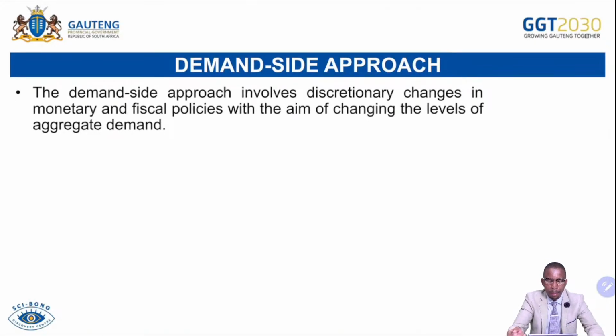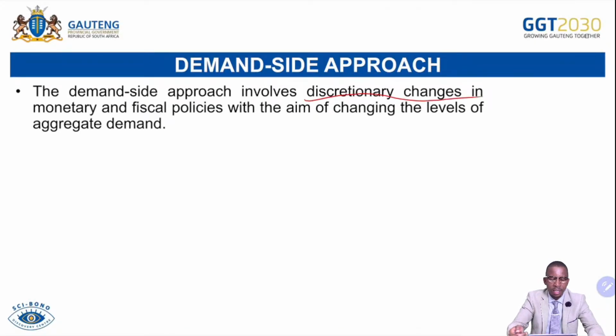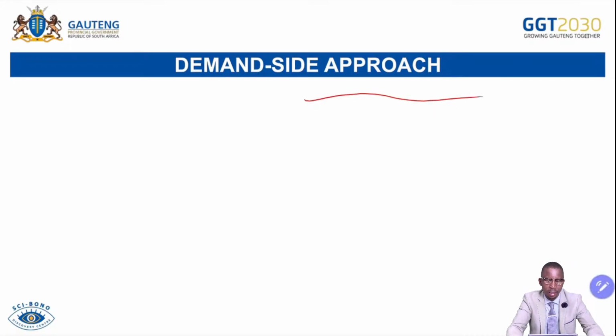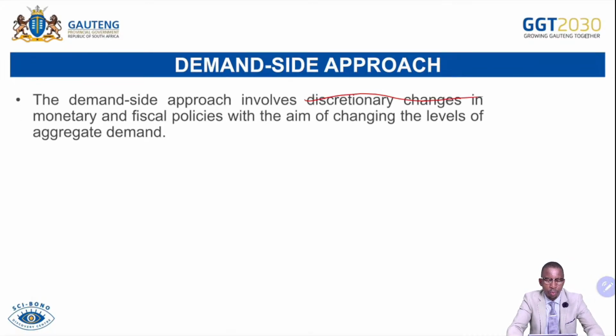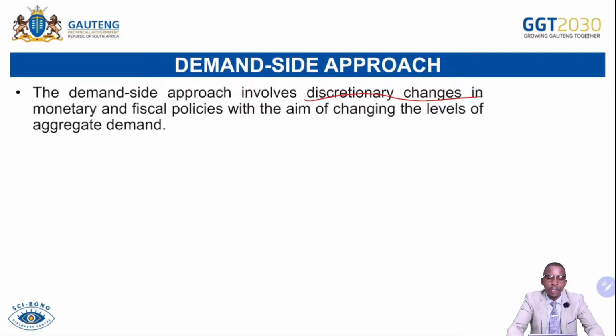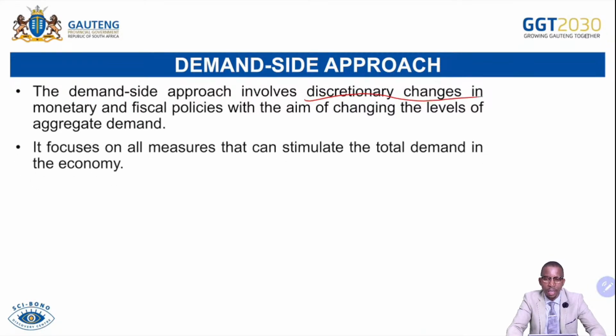The demand side approach involves discretionary changes in monetary and fiscal policies with the aim of changing the level of aggregate demand. So that means the state, for it to improve the demand side, must ensure that it uses expansionary fiscal policy and expansionary monetary policy so that we'll be able to achieve an increase in demand.